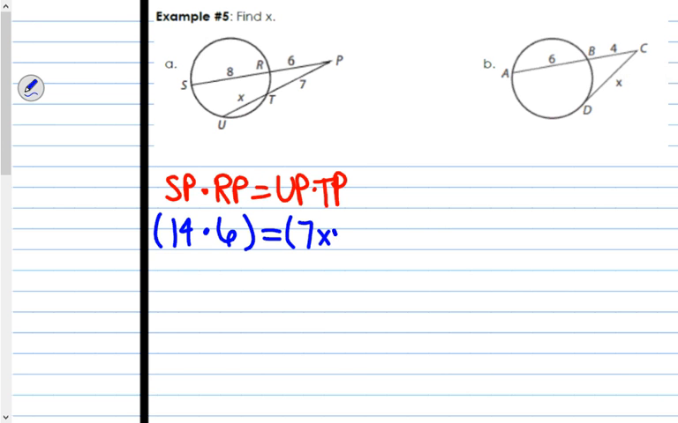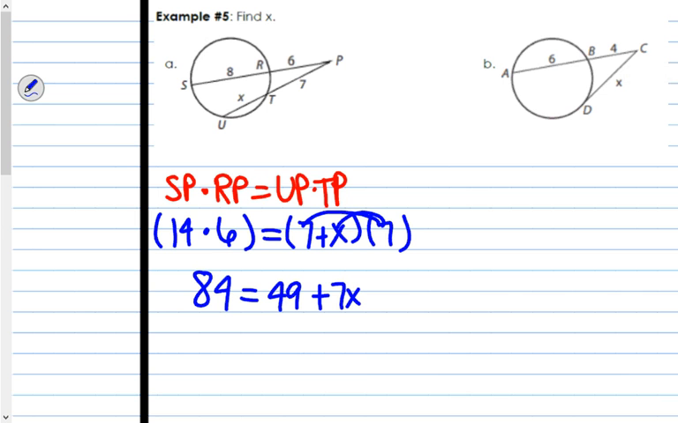UP, which I don't know, it's 7 plus x. Sorry, not 7 times x, 7 plus x. Times TP, which is 7. 14 times 6 is 84. I'm going to distribute my 7 in. 7 times 7 is 49. 7 times x is 7x. Subtract 49 from 84 on both sides. We have 35 equals 7x. So x equals 5.